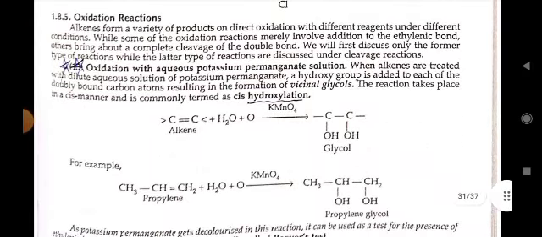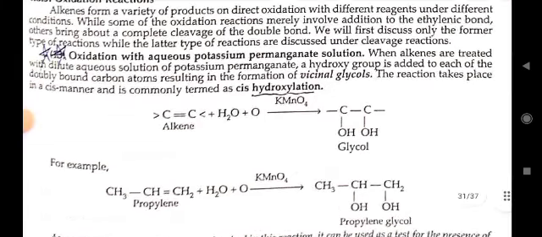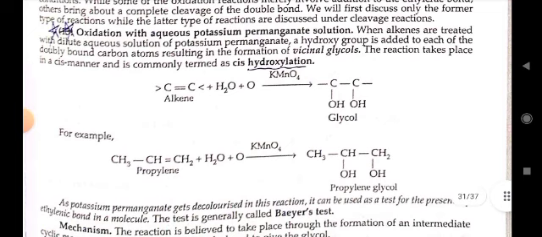Oxidation reactions: alkenes form a variety of products on direct oxidation with different reagents under different conditions. While some of the oxidation reactions merely involve additions to the ethylenic bond, others bring about a complete cleavage of the double bond. We will first discuss only the former type of reactions, while the latter type of reactions are discussed under cleavage reactions. Oxidation with aqueous potassium permanganate solution: when alkenes are treated with a dilute aqueous solution of potassium permanganate, a hydroxy group is added to each of the doubly bound carbon atoms, resulting in the formation of vicinal glycols. The reaction takes place in a cis manner and is commonly termed hydroxylation.